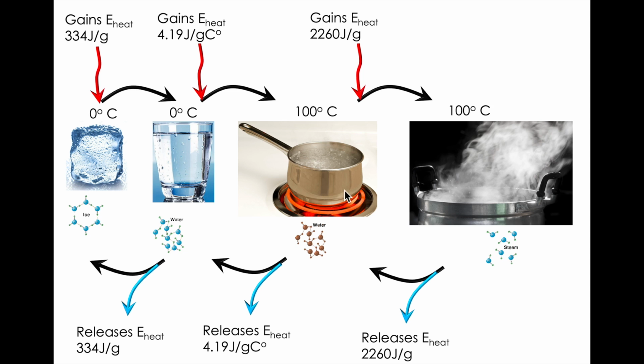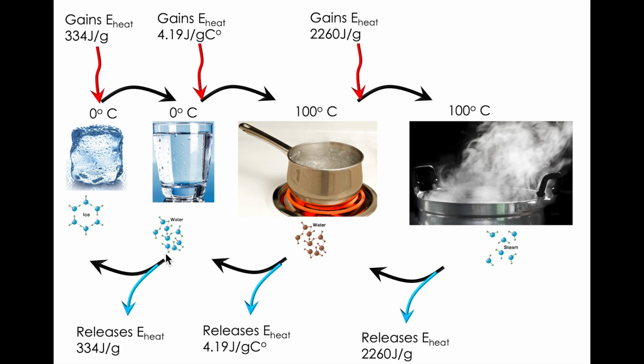Then, in order to go from 100 degrees Celsius of water to basically ice water, it has to release 4.19 joules of energy for every 1 gram of water to change its temperature 1 degree Celsius. In other words, to go from 100 degrees Celsius to 99 to 98, each time it's going to be releasing 4.19 joules of energy for every 1 gram of water. And eventually it'll get to 0 degrees Celsius.